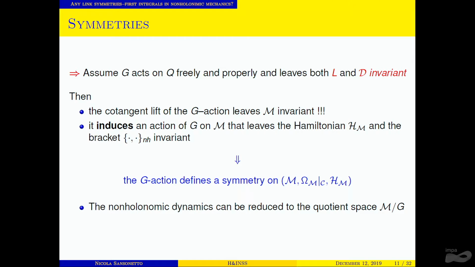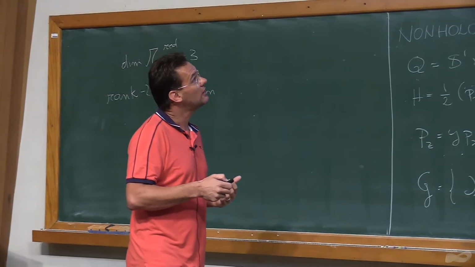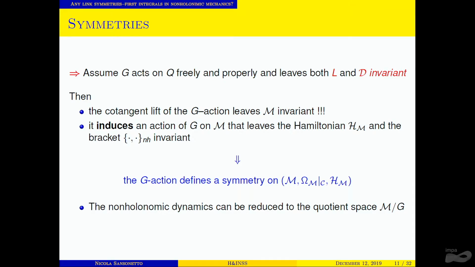Okay. So now it's time to put in symmetries and see what happens. The symmetry in this case is the easiest one. So we consider a Lie group that acts properly and freely on the manifold and leaves the Lagrangian and the distribution invariant. Then this action induces an action on the constraint manifold that leaves the constraint Hamiltonian and the bracket invariant. So for us, this symmetry is a G action that has these properties.